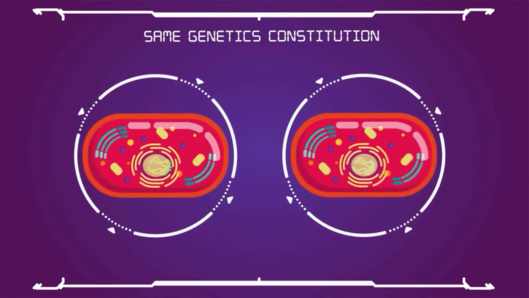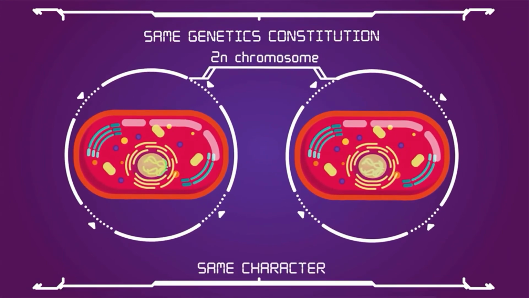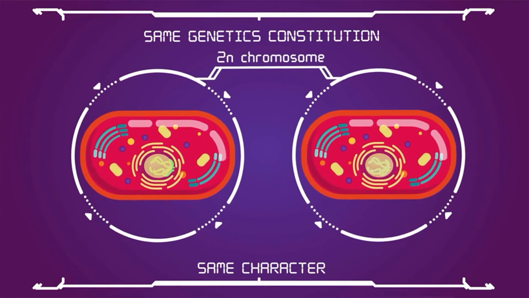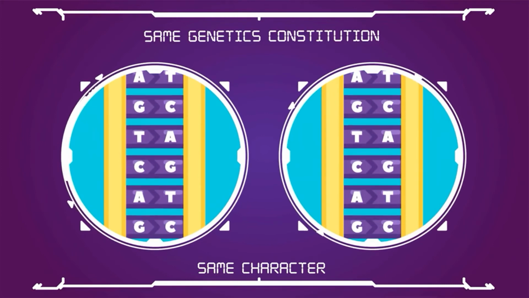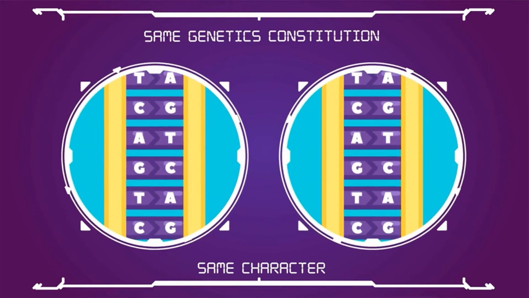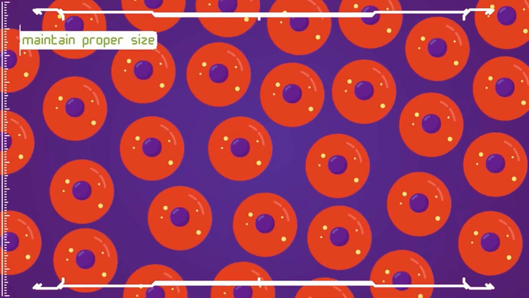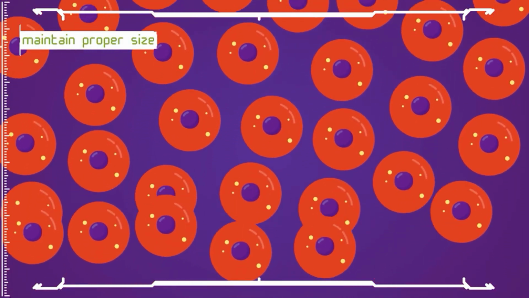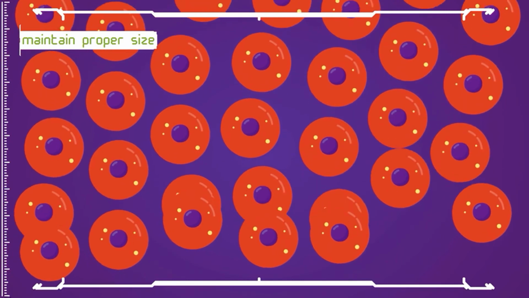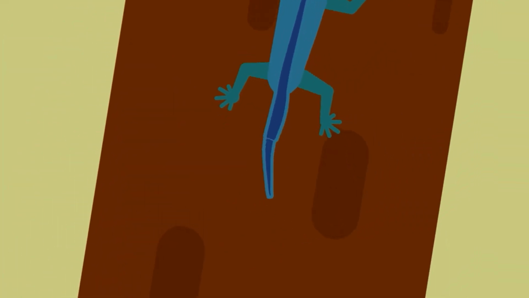The number of chromosomes remains the same in all cells produced by this division. Thus, the daughter cells retain the same character as those of the parent cell. It helps the cell in maintaining proper size. Mitosis helps in restoring wear and tear in body tissues, replacement of damaged or lost part, healing of wounds, and regeneration of detached parts, as in the tail of lizards.